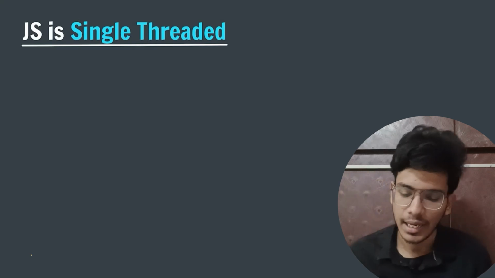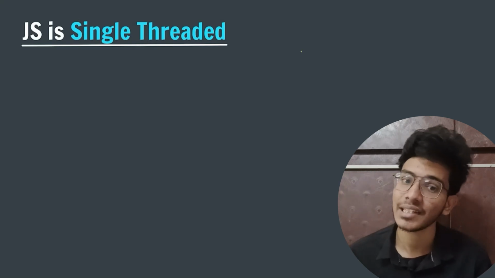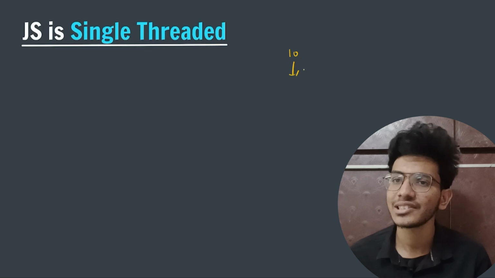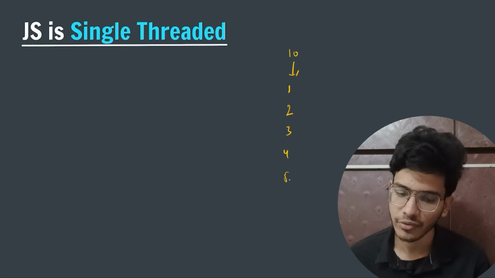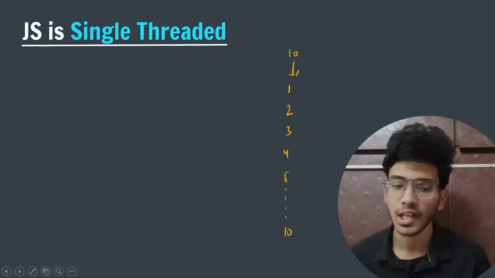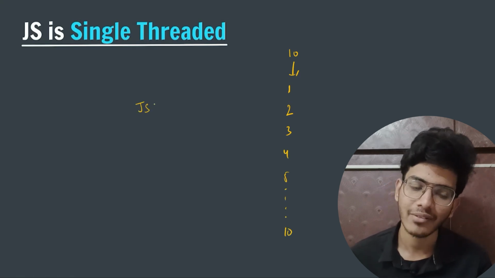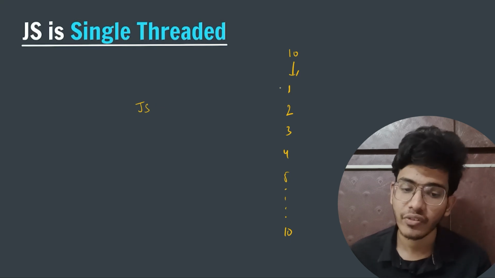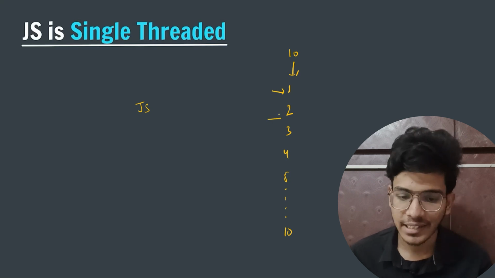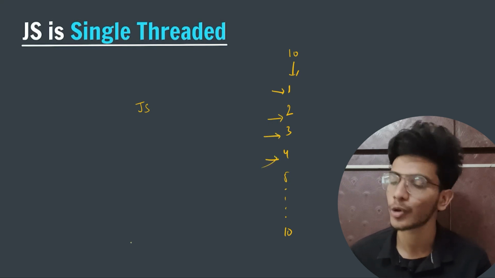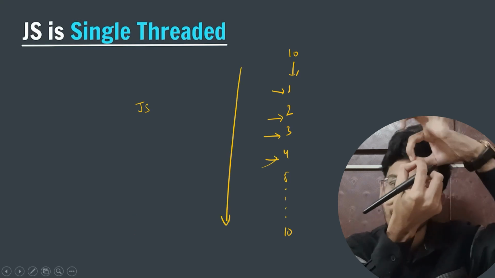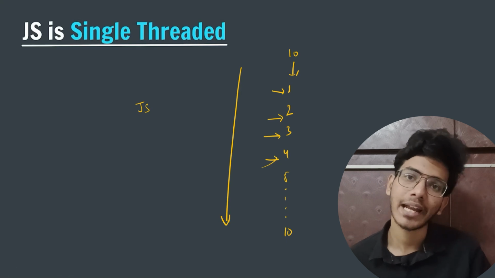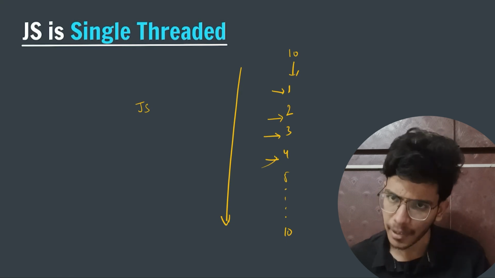For example, let's say that I am having 10 lines in my program. First of all, I am having the first line, second line, third line, fourth line, fifth line, like this. I am having 10 lines. Now you are running this code. I am having this JavaScript code and you are running this. What will happen is that the first line will get executed, after that the next line, after that the third line, after that the fourth line. Okay, like this, in this structure, in this flow, the execution will get performed.